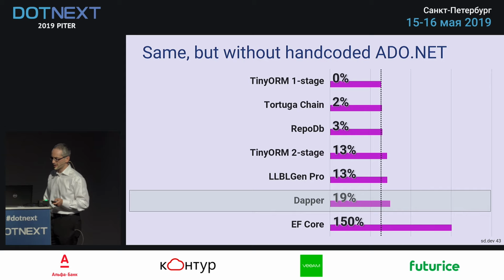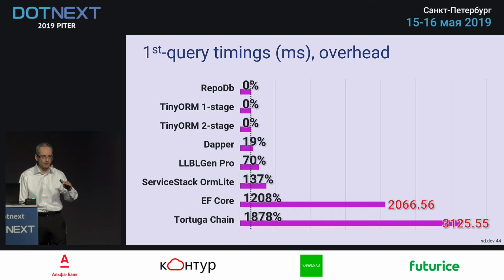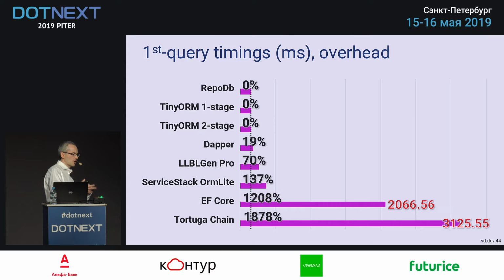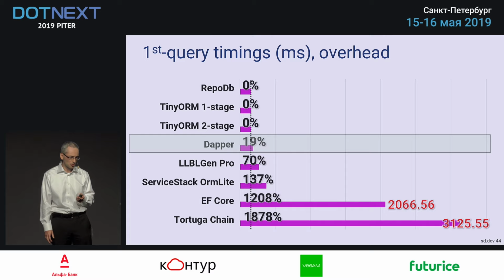So let's look at a different benchmark. So this particular benchmark is a benchmark of first query timings. So a first query is the query that a micro-ORM encounters for the very first time. Essentially, it is a benchmark of a cold test, of a cold start. When every micro-ORM runs that query and warms up its internal caches and its internal mechanisms for the very first time. So when you look at that benchmark, again, let's try to find my Dapper. Dapper doesn't surprise. It still shows us the same 19% overhead.